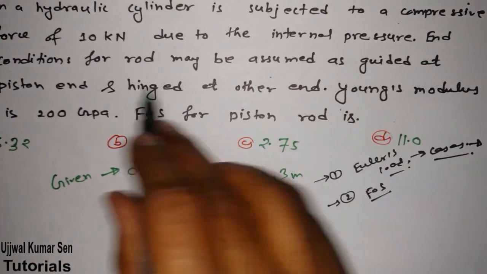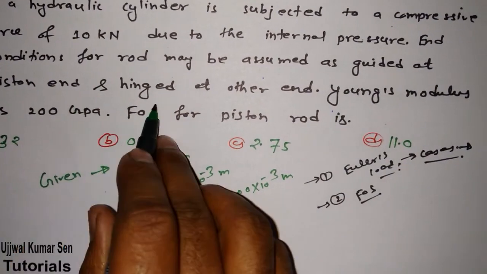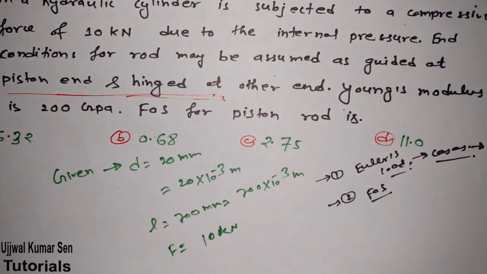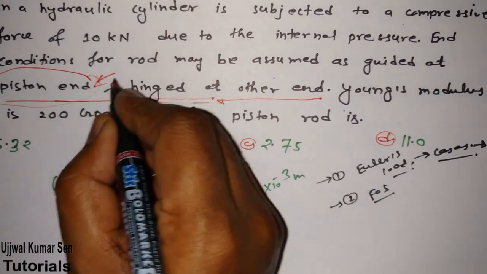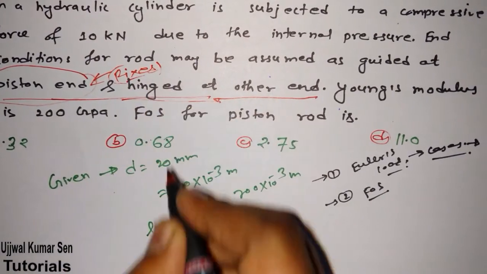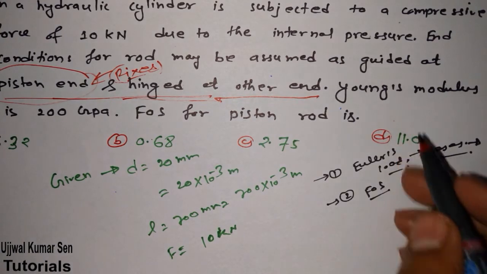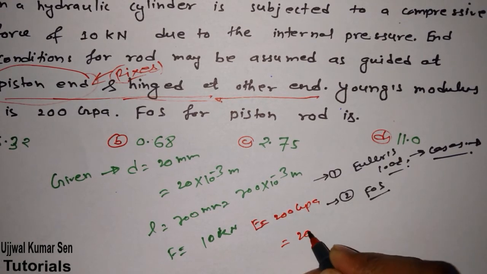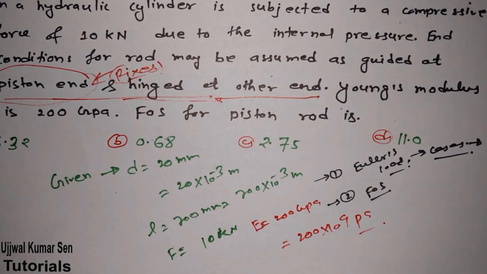Due to internal pressure, and condition for rod may be assumed as guided at piston end and hinged at the other end. This is the key to understand the condition of the given case. Piston end basically means fixed. That means in this case the rod is fixed on one side, like a beam. And Young's modulus E is equal to 200 gigapascal, that means 200 multiplied by 10 to the power 9 Pascal. So these things they have given.